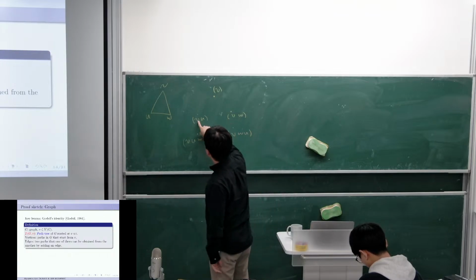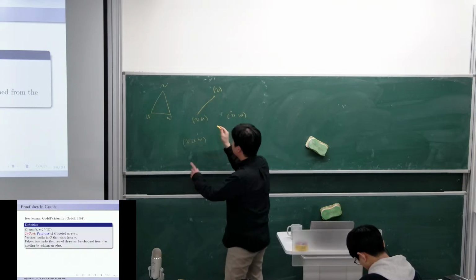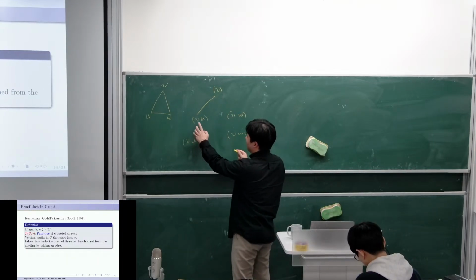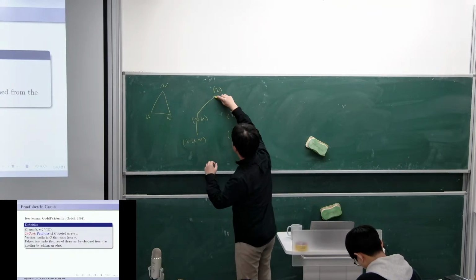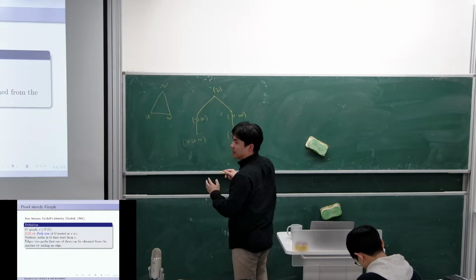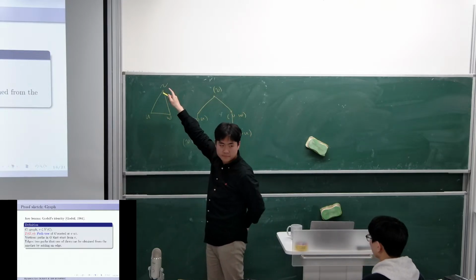And this vertex VU can be extended from V by adding the VU edge. So we add it here. And also VUW can be obtained from VU by adding the edge UW. So we are adding an edge. Then this is the path tree of the triangle with respect to V. Okay.